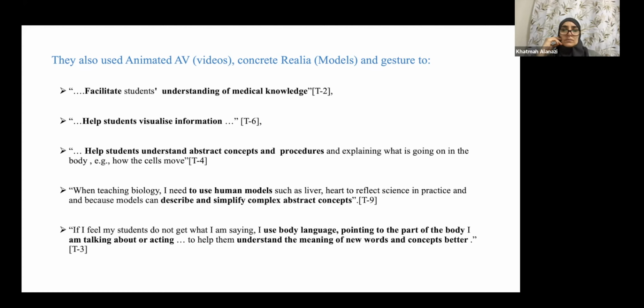The teachers also indicated that gesture is an important strategy they use to help students understand the meaning of new words and concepts by pointing to the body parts or acting.